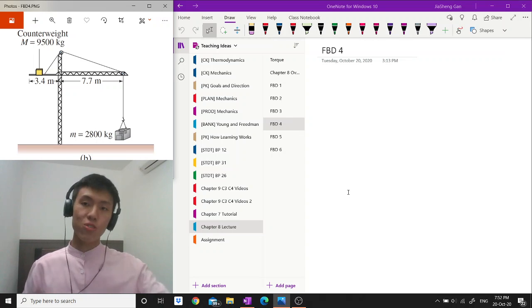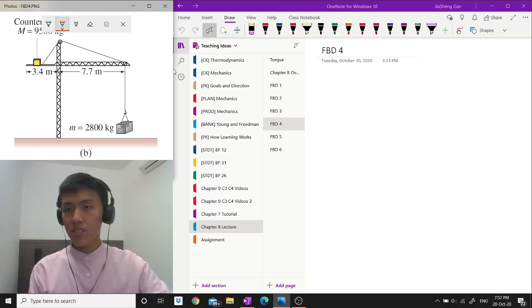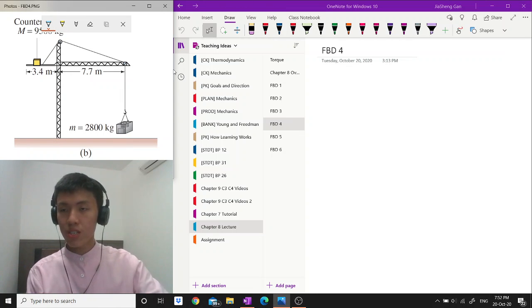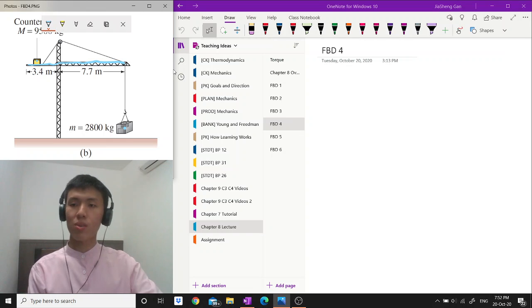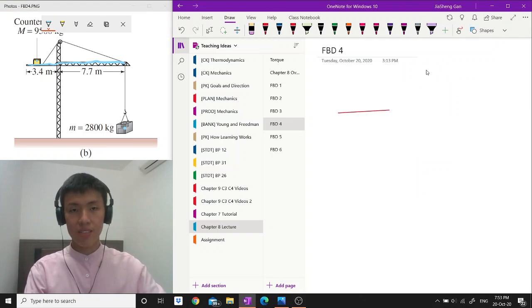Okay, hi everyone. So this is FBD4. This one is slightly complicated, but let's go through it. Again, determine your object of interest. There's one object here, there's another object here, but I think the object of interest is this thing actually. This bar over here is what we are interested in. Again, represent it with a line.